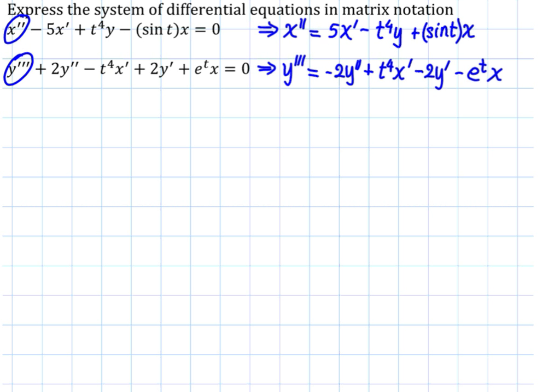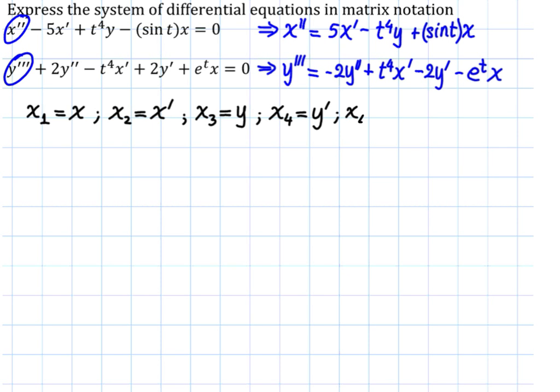So that's how we set up the variables. Again, on the right hand side we have x. So let's say x1 is x, its derivative is x2, and we don't have the second derivative of x. That is on the left hand side, which we don't need. Now we go to y. x3 is y. We only do this for the right hand side here. x4 is y prime, and x5 is y double prime.